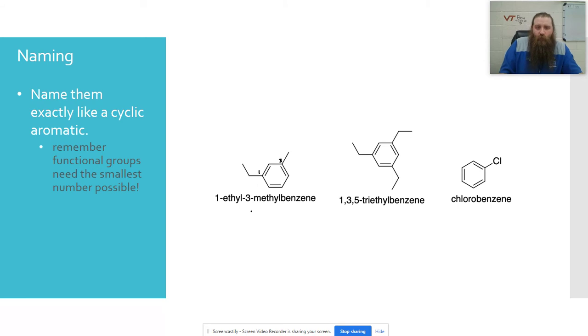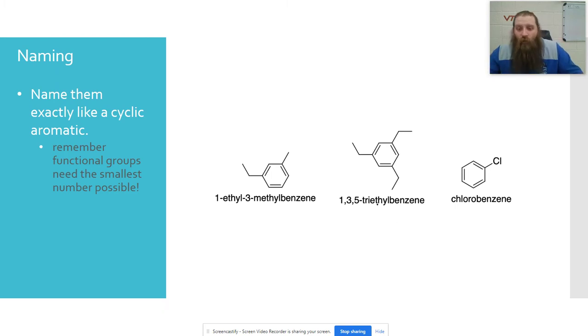We want the largest side group to have the biggest name. We want the alphabetically first side group to have the smallest number. Ethyl starts with E, methyl starts with M. So E comes first, so that's number 1. Position 2, position 3 is methyl. And so I have 1-ethyl, 3-methyl benzene.